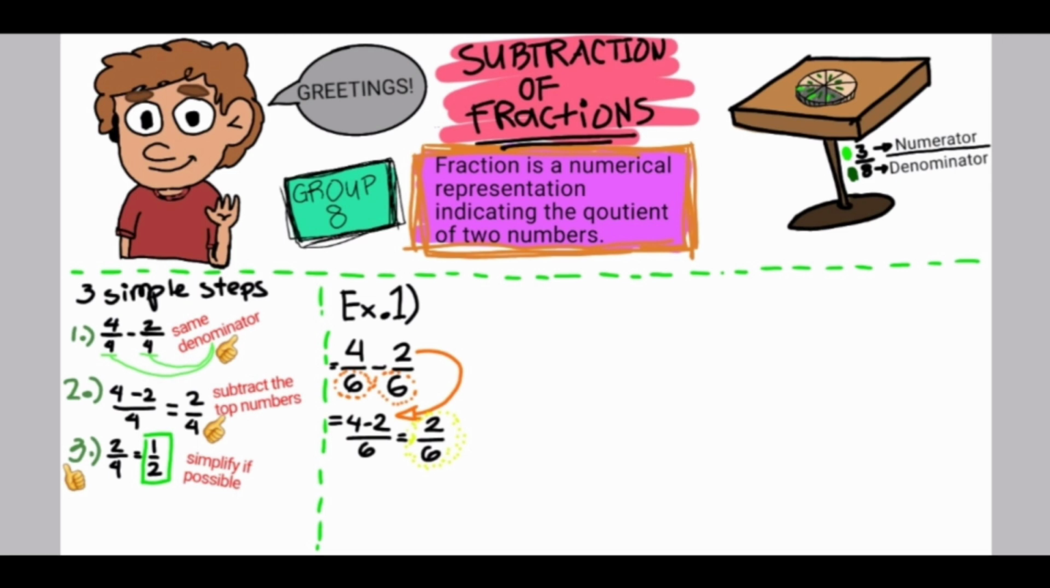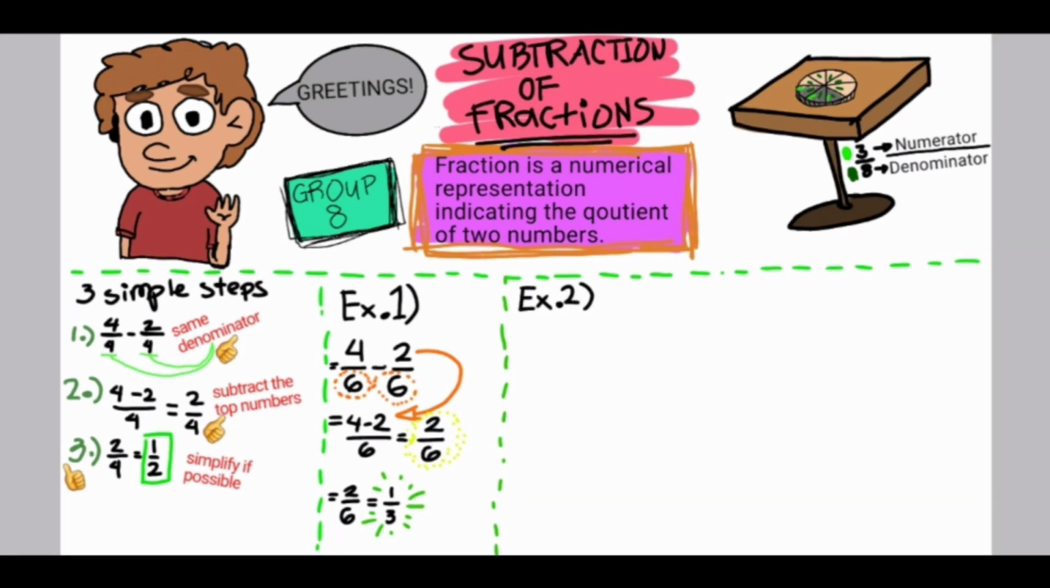Let's check if 2/6 can be simplified to the simplest form. Since 2 and 6 can both be divided by 2, we can simplify them. 2 divided by 2 is 1 and 6 divided by 2 is 3. Now, what if the denominators are not the same?